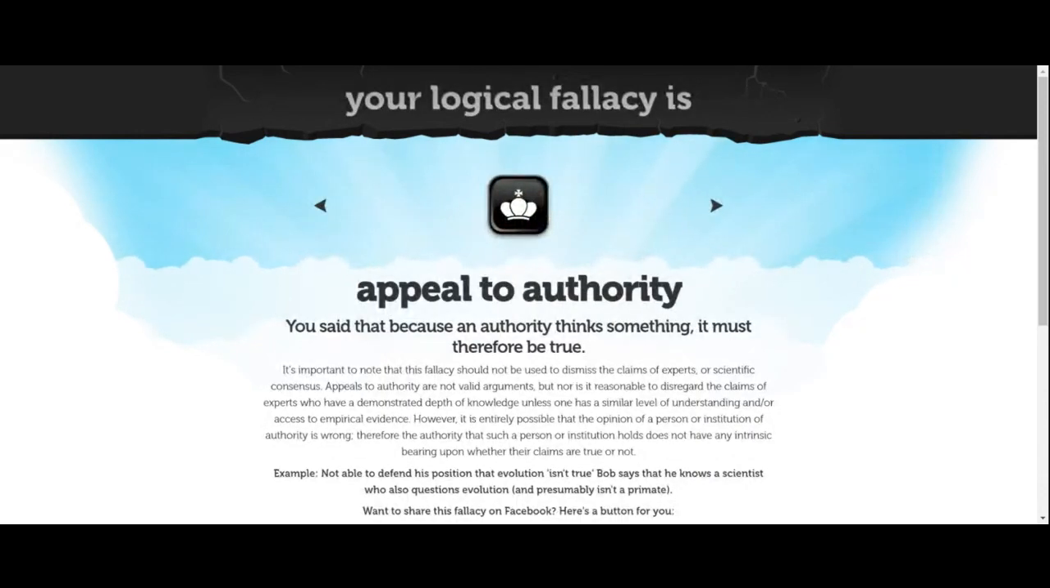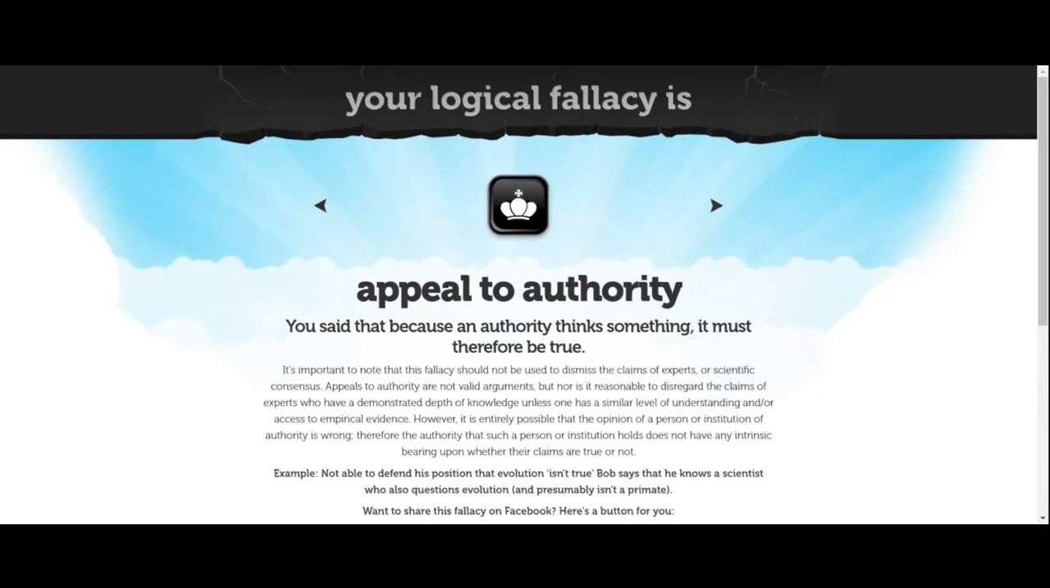So, let's start first with the appeal to authority. Here's their description: you said that because an authority thinks something, it must therefore be true. It's important to note that this fallacy should not be used to dismiss the claims of experts or scientific consensus. Appeals to authority are not valid arguments, but nor is it reasonable to disregard the claims of experts who have a demonstrated depth of knowledge unless one has a similar level of understanding and/or access to empirical evidence. However, it is entirely possible that the opinion of a person or institution of authority is wrong. Therefore, the authority that such a person or institution holds does not have any intrinsic bearing upon whether their claims are true or not.